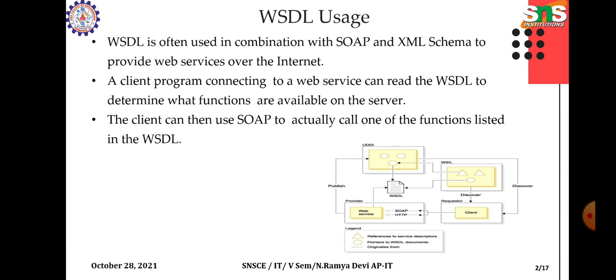WSDL plays a crucial role in interoperability, automation, and standardization. So, WSDL ensures that clients and web services can work together even if they are built on different technologies. And many tools can automatically generate code to call a web service based on its WSDL file, which makes development faster and less error prone.